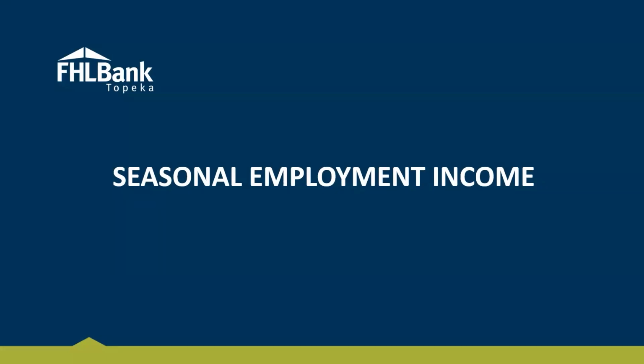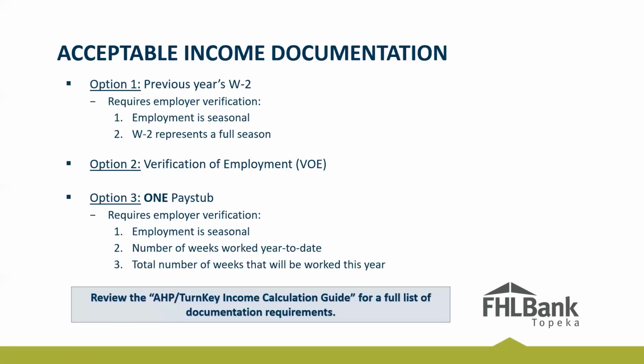While this video will provide a basic overview, we recommend reviewing the AHP TurnKey Income Calculation Guide on our website for complete instructions. First, let's review what documentation you need for a household member who has seasonal employment income. There are three options for documentation you can provide: the previous year's W-2, a verification of employment form, also known as a VOE, or a single pay stub.